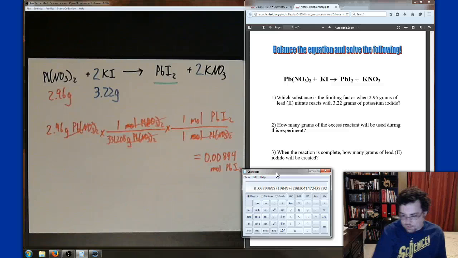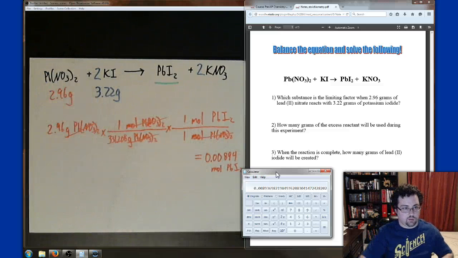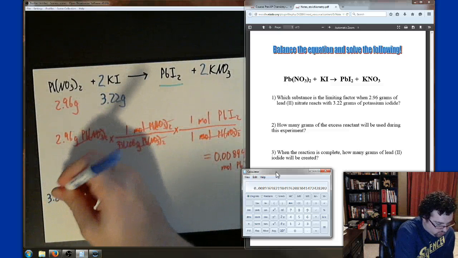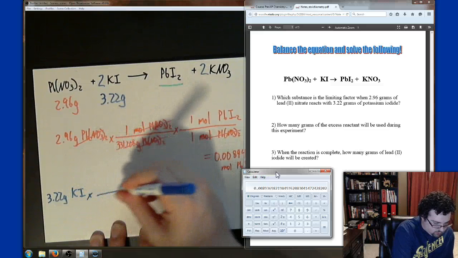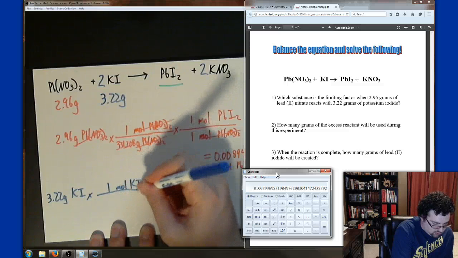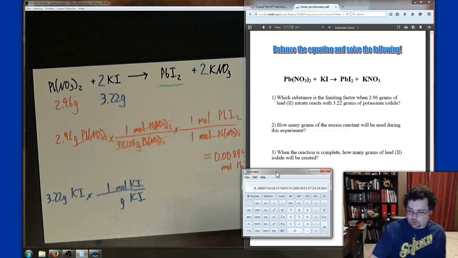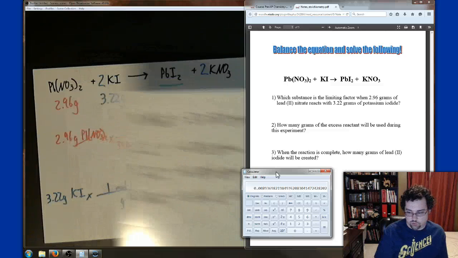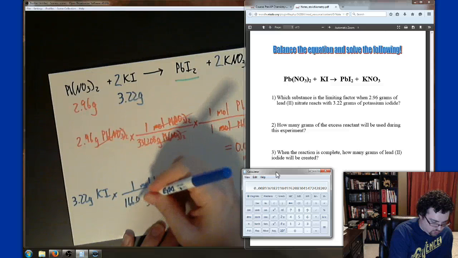Now let's do the exact same conversion, but this time using the other reactant. I'm going to take 3.22 grams of KI times 1 mole of KI per the molar mass in grams of KI. And KI is going to be 166.002 grams per mole.